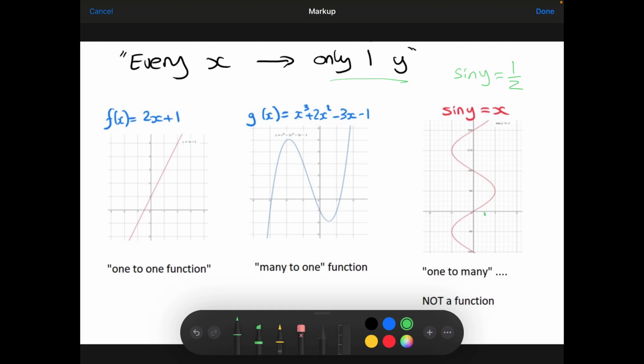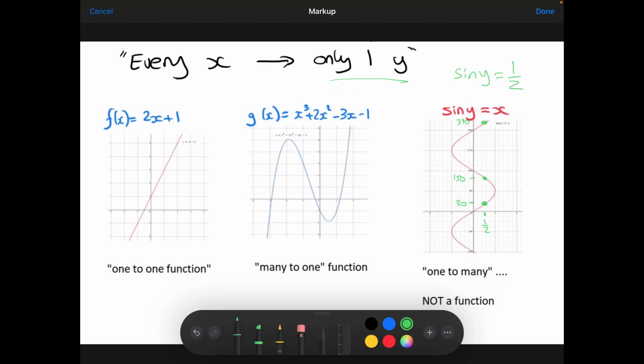So a half on my graph is roughly here. And there is one solution here, which we know would be 30. Sine 30 is 1/2. But there would also be another solution here at 150. Sine 150 is 1/2. There would also be another solution over here at 390. Sine 390 is also 1/2.